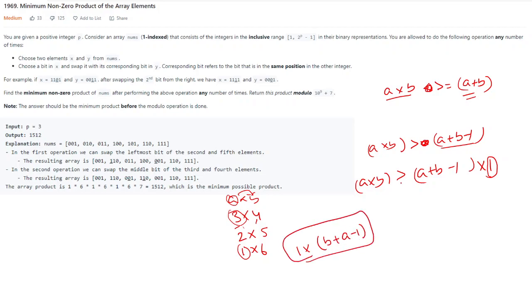So you can see this a cross b, which was initially 3 comma 4, will always be greater than 1 into b plus a minus 1. That is, this value will always be the minimum one when we take any pair. So we are going to use this particular formula and this concept to get our minimum value.